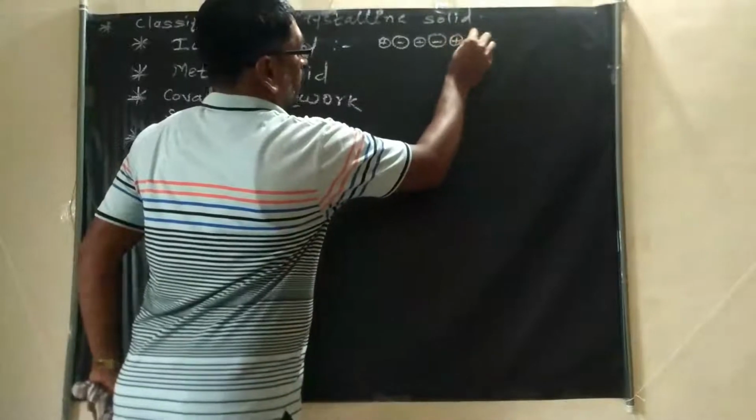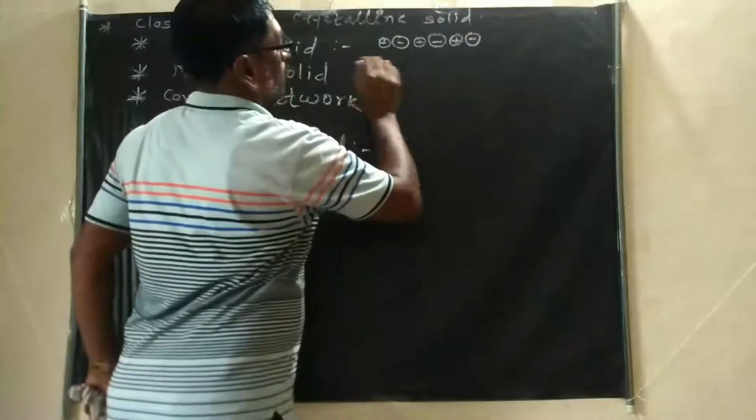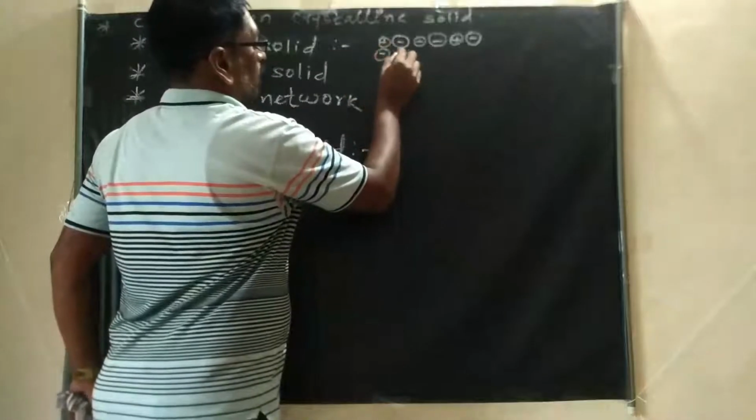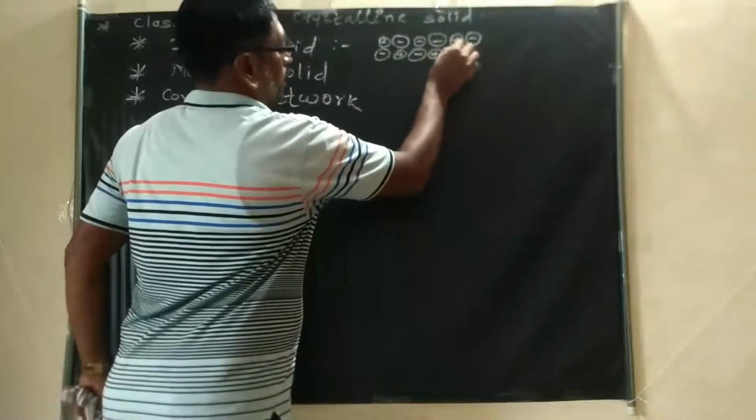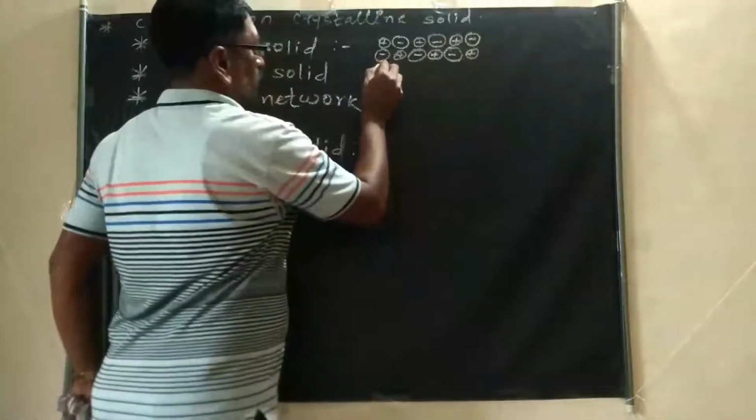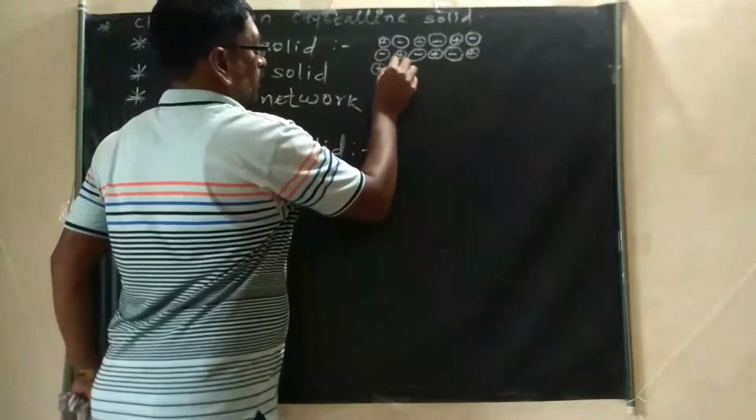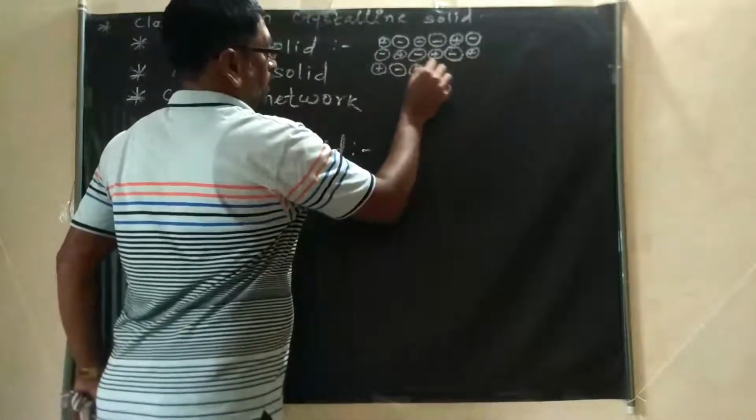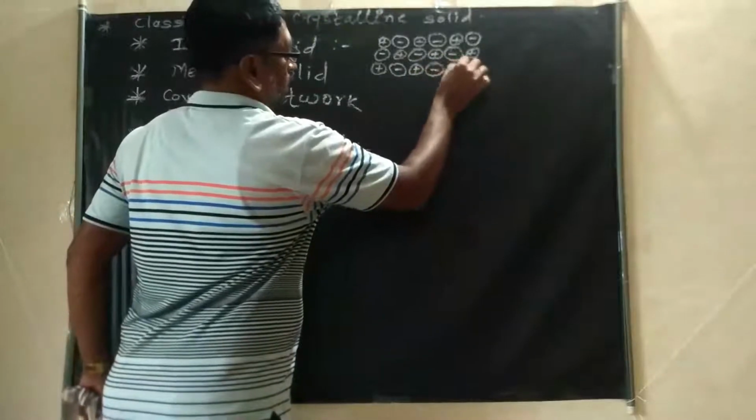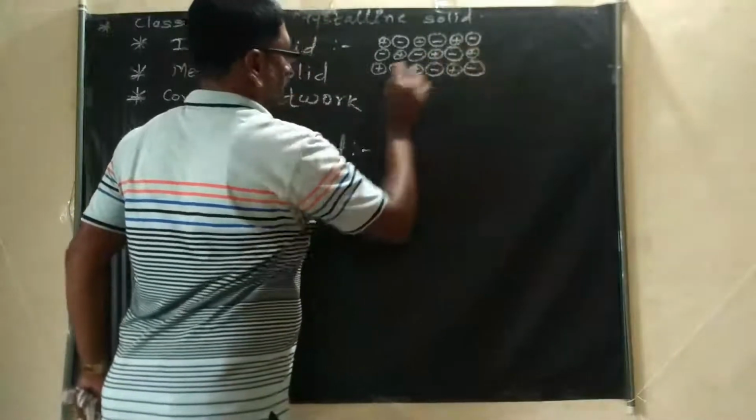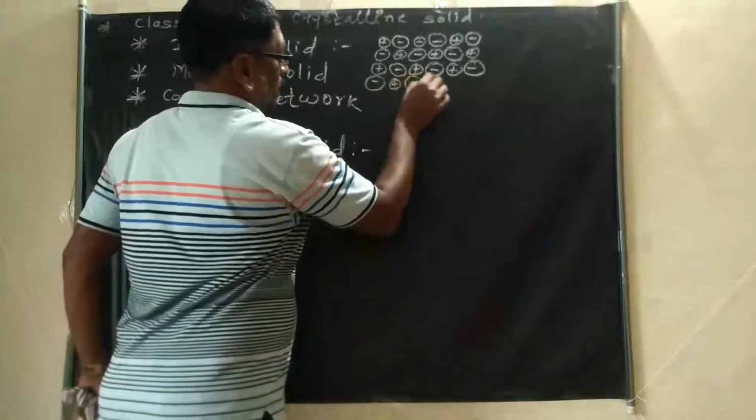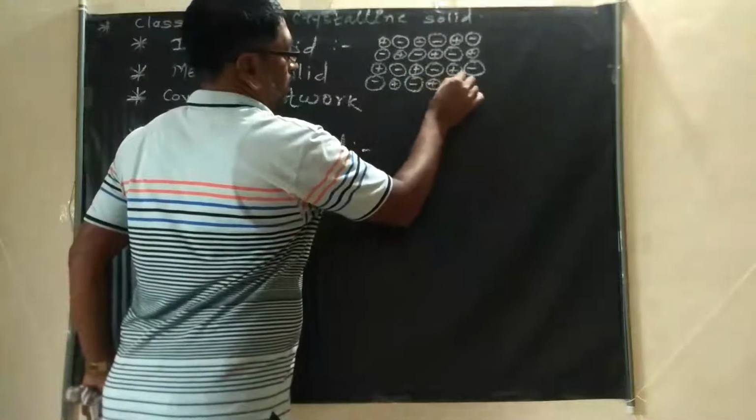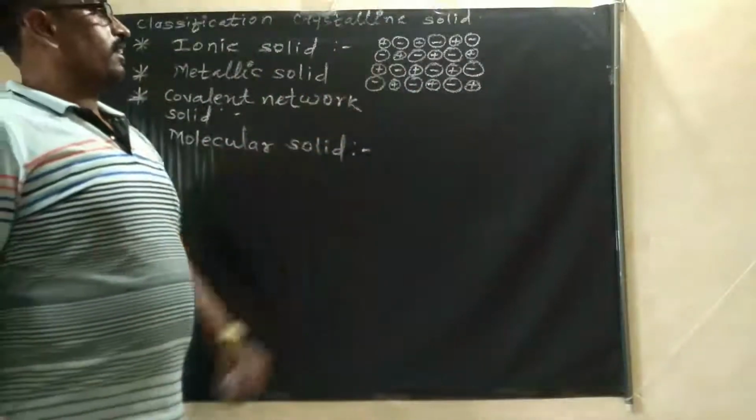See carefully and listen carefully. Larger, smaller, larger, smaller: cation, anion, cation, anion. Smaller cation, larger anions.